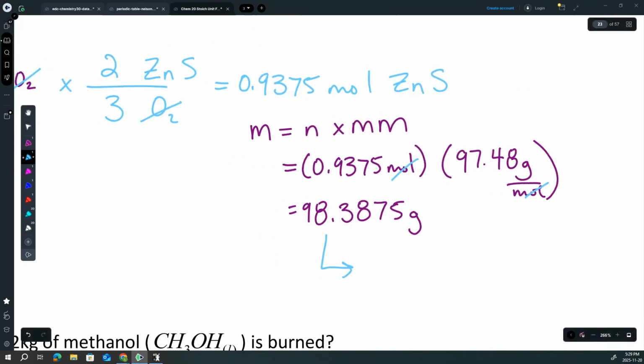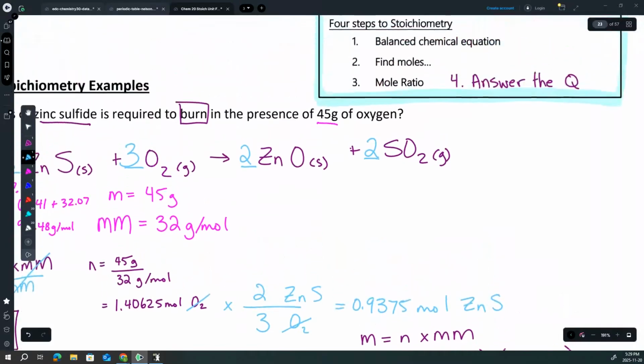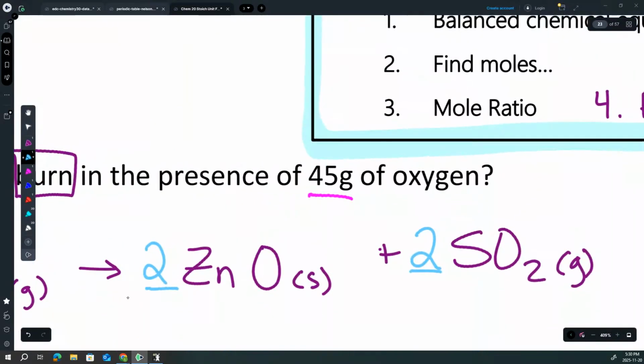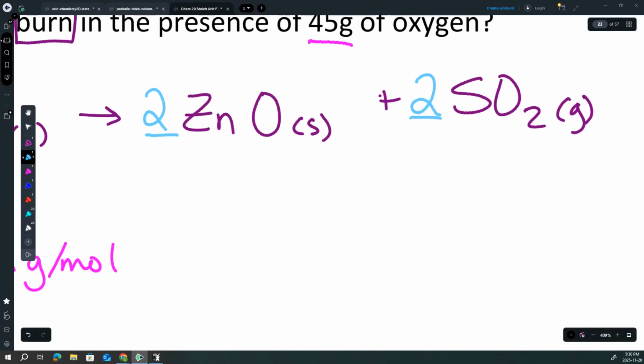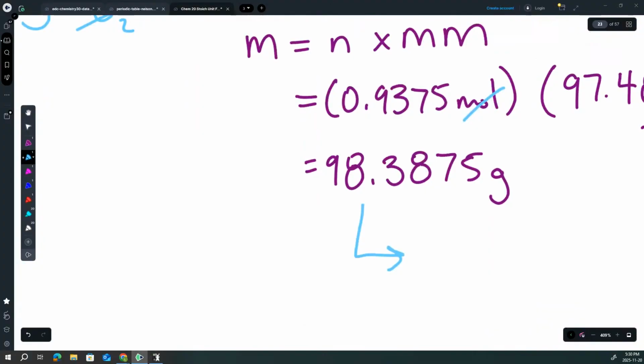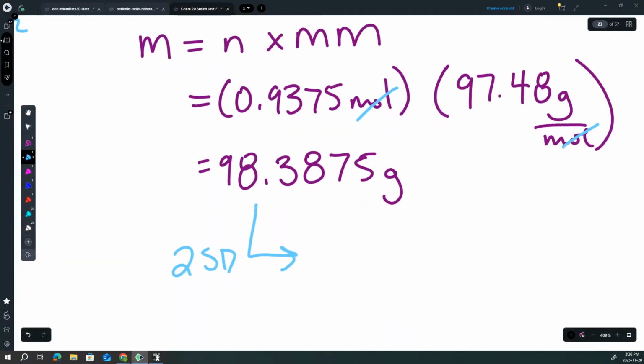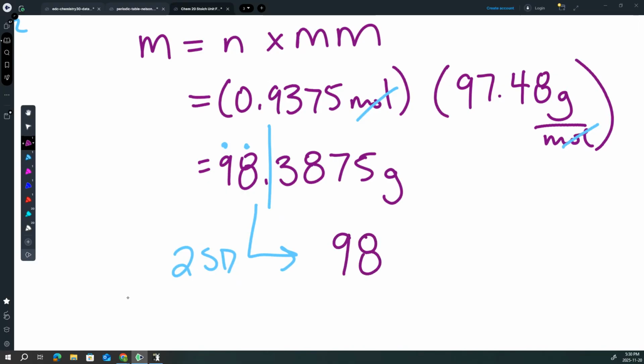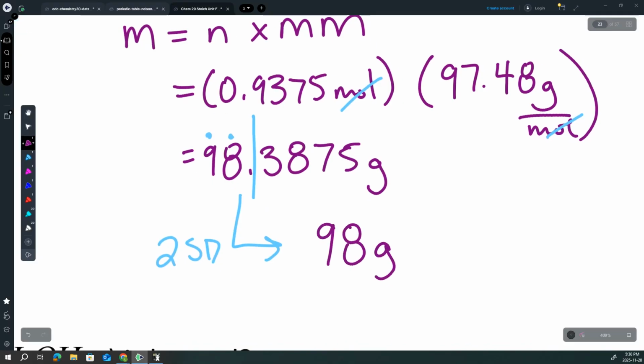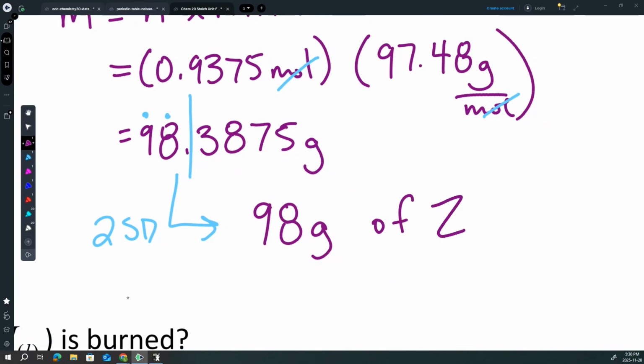So as always, we're going to take sig digs into account. So it looks like here we were given 2 significant digits. So that's what my final answer needs to be in. Okay, so I start counting from the left, 1, 2, there's my cutoff line. So we will need 98 grams of zinc sulfide.